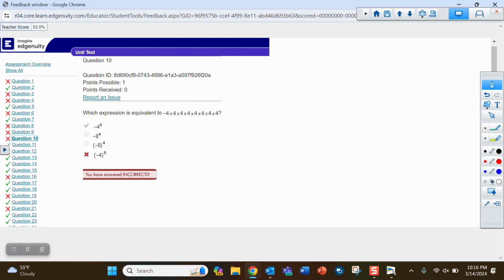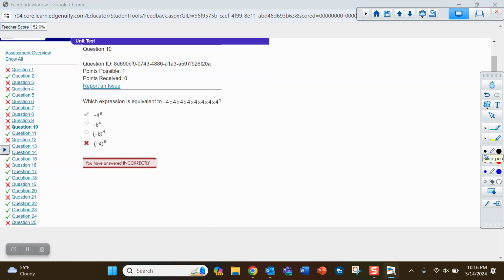In this one, because all the 4's are not negative, we would not use parentheses, so it's not -4 times -4 times -4, 8 times. Notice only the first term is negative. So this is really 4 to the 8th, but since that front term is negative, we just put the negative out in front. You could also write it like this, 4 to the 8th with a negative out in front. But your answer choice here shows that all of the 4's are negative, all 8 of them, and that is not the case.